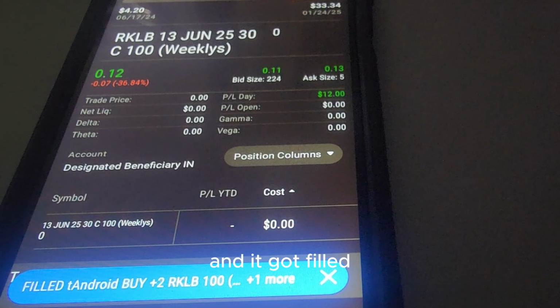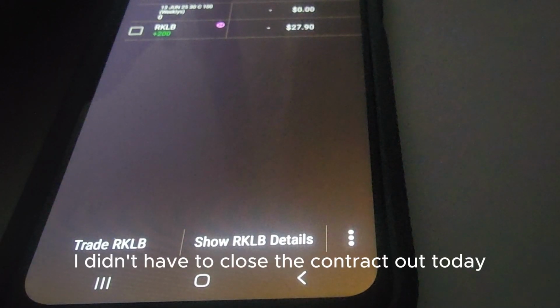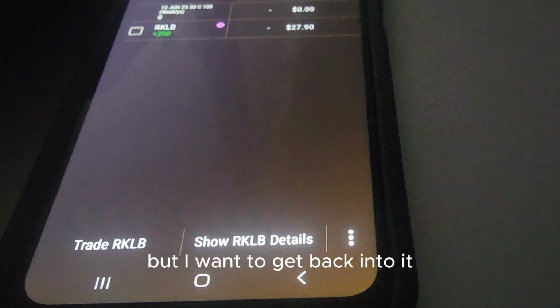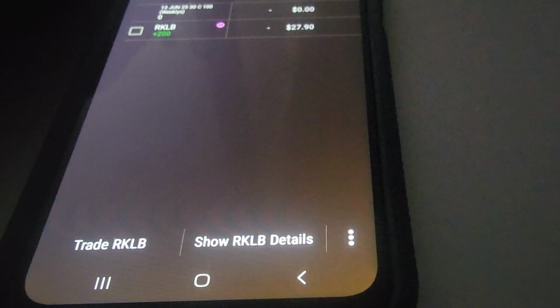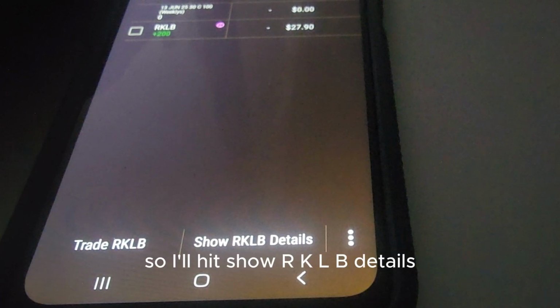And it got filled. Now, as I previously stated, I didn't have to close the contract out today. I could have rolled it out for 2 more days, but I wanted to get back into it and sell 2 more contracts. So I'll hit show RKLB details.